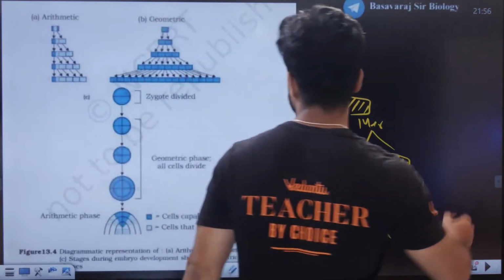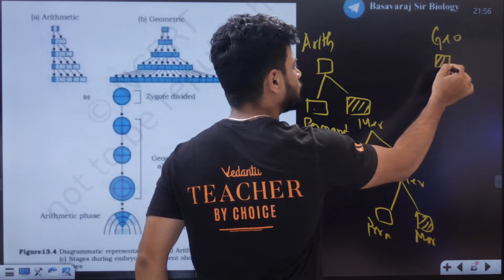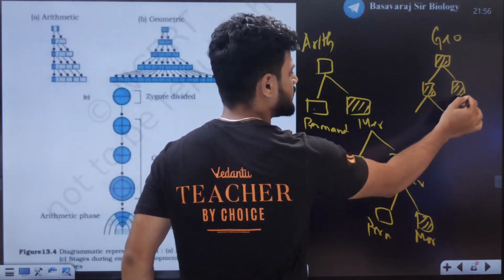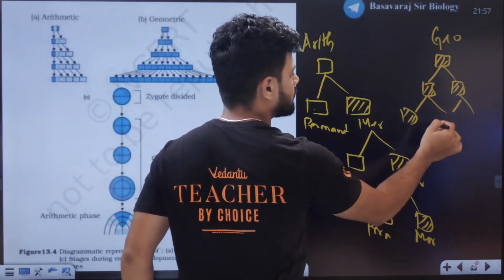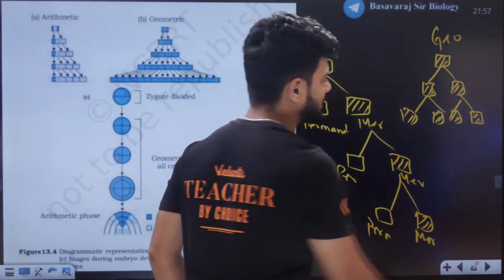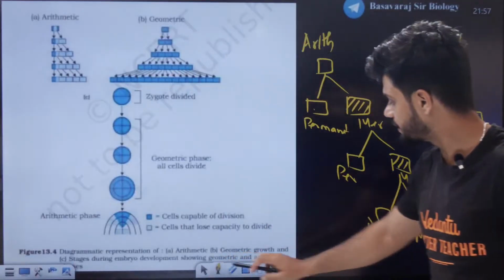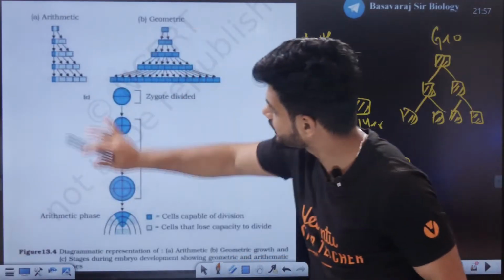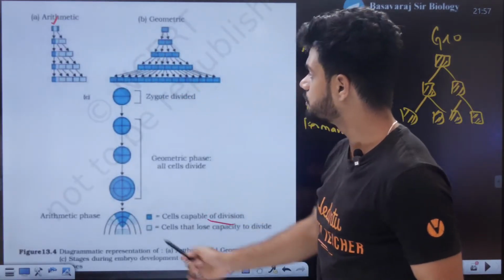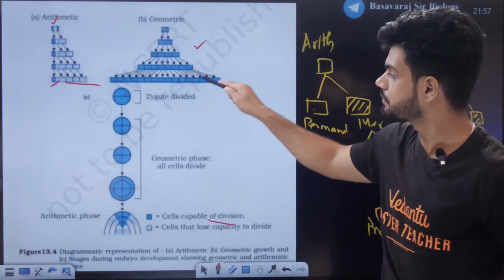But in the case of geometric growth, one cell divides into two cells. Both are meristematic. Both cells are meristematic here. Here, one permanent, one meristematic. Very simple to understand. Can you see here? If you notice the diagram, dark blue color is permanent division. Here, the entire thing is division, meristematic.